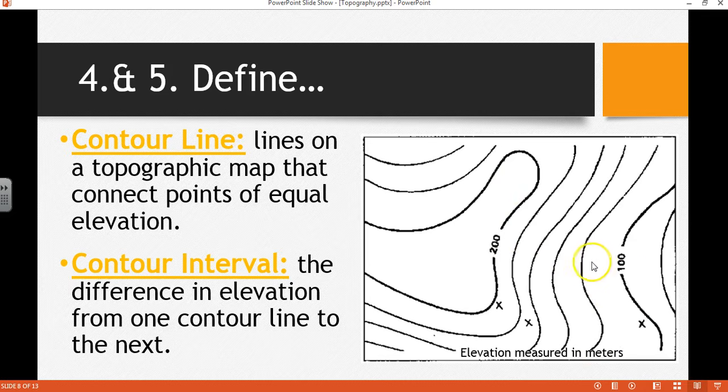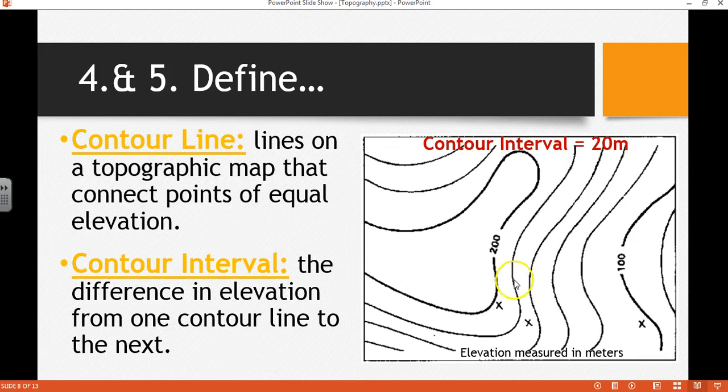So this line would have an elevation of 120 meters. This line would have an elevation of 140 meters. This line would have an elevation of 160 meters. This line has an elevation of 180 meters. And this line then has an elevation of 200 meters. So the contour interval, or the difference in elevation from one contour line to the next, is 20 meters.